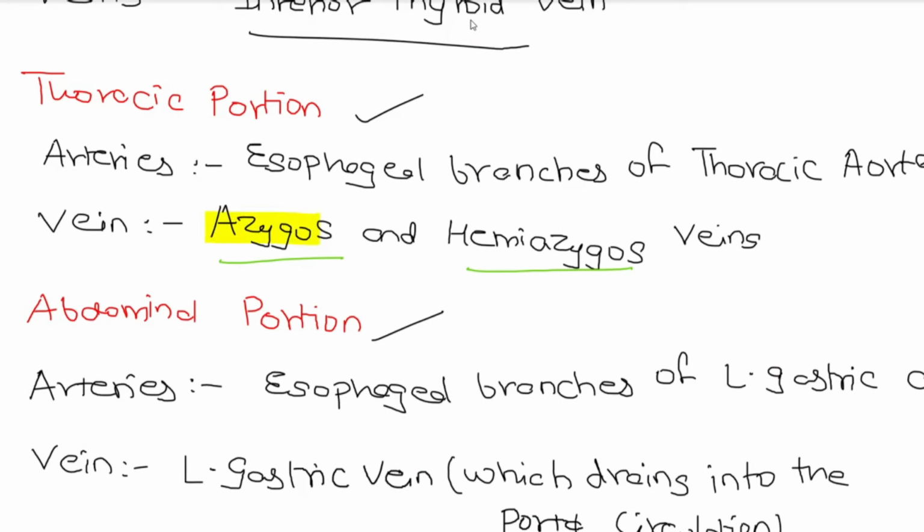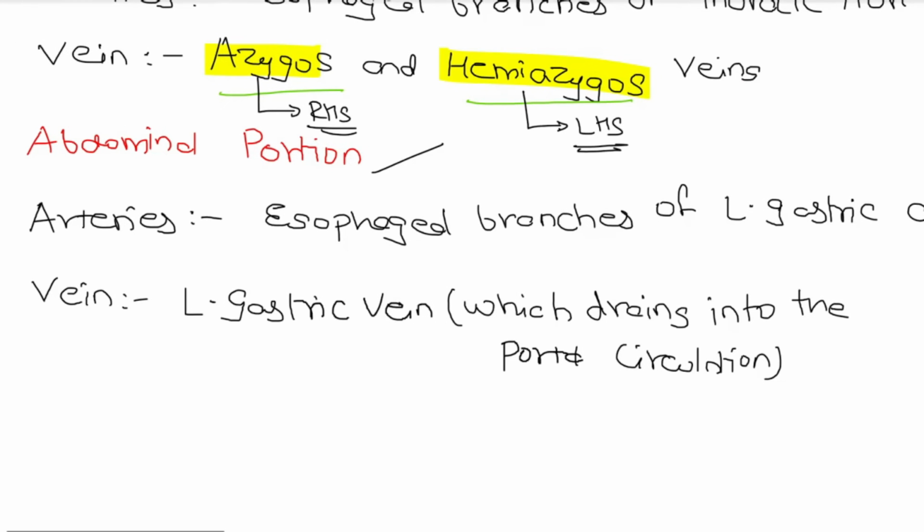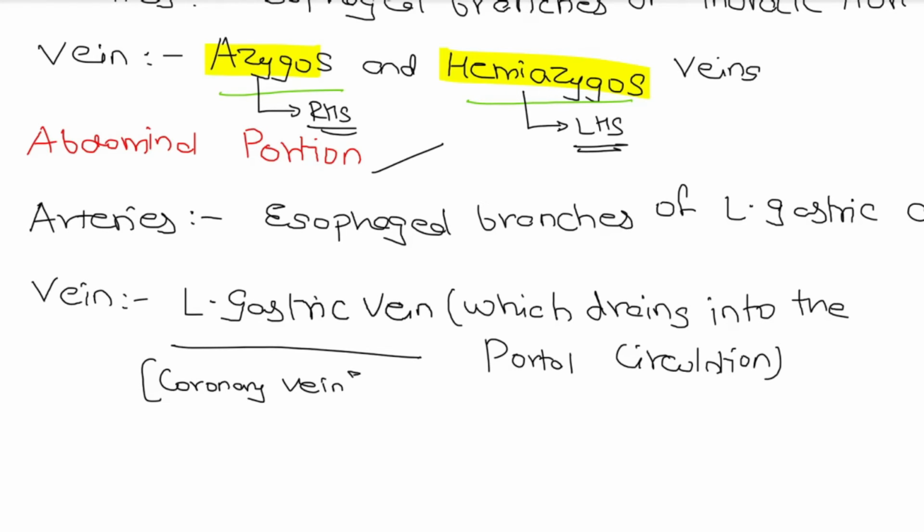And regarding the azygous and the hemiazygous veins, the azygous vein takes the venous drainage from the right hand side, whereas the hemiazygous system along with the accessory hemiazygous system takes the venous drainage from the left hand side. Then in the abdominal portion we have the arterial supply by the esophageal branches of the left gastric arteries, and the venous drainage of the abdominal portion of the esophagus is by the left gastric vein.